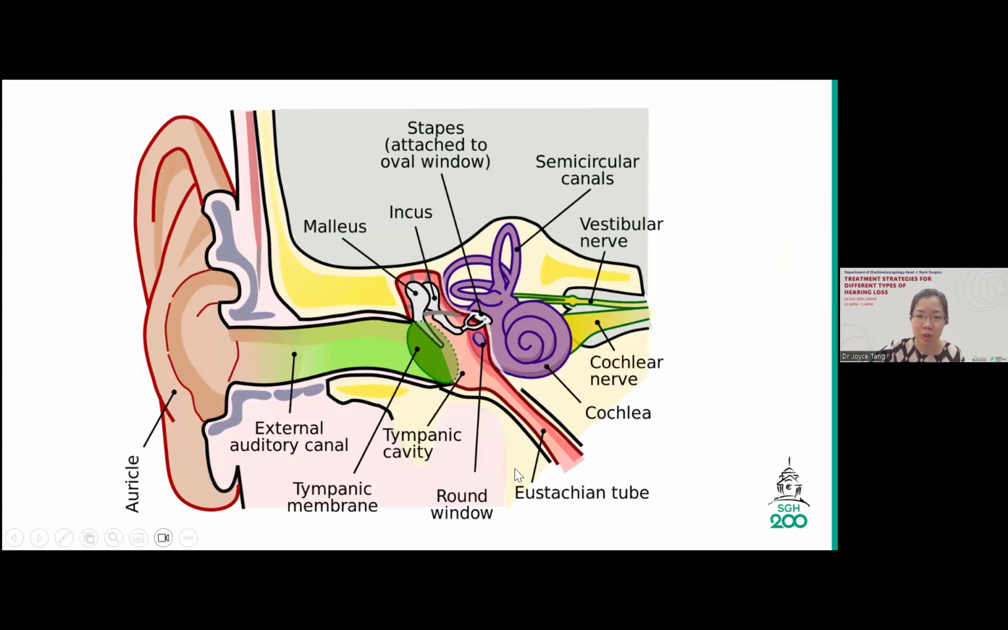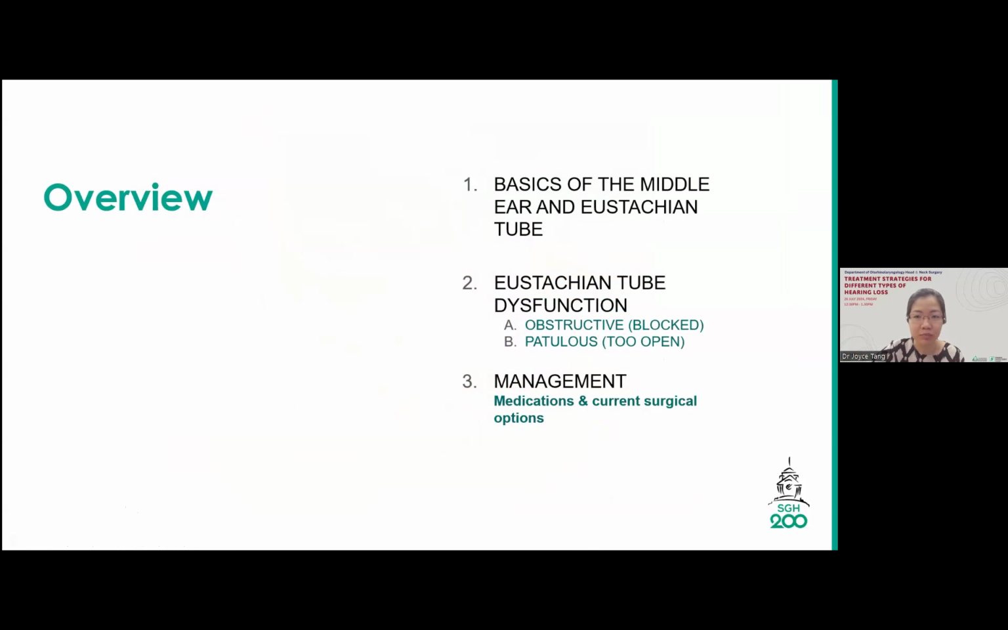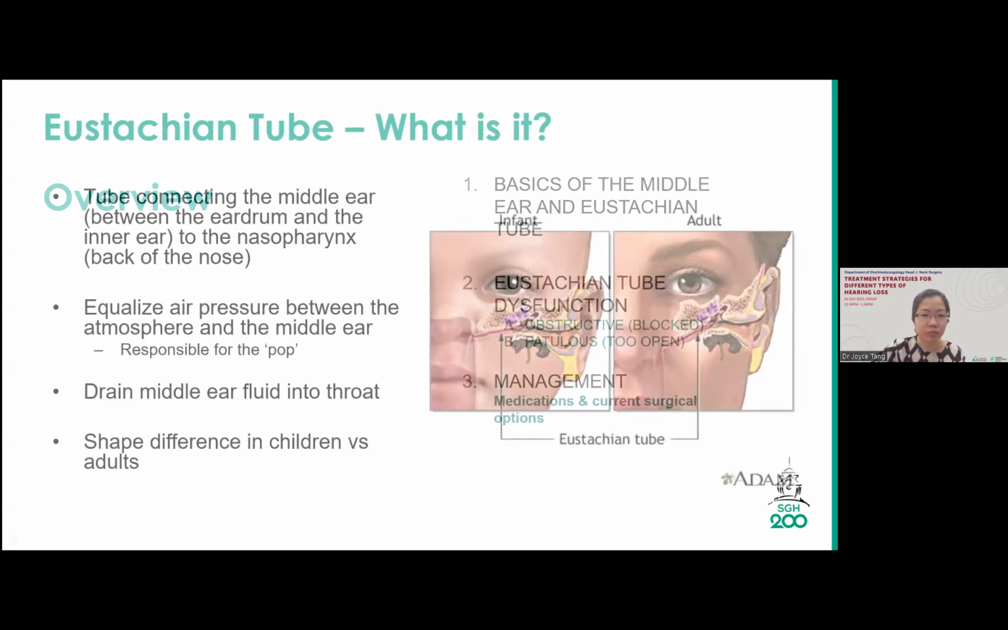Don't worry, I'll be going through more of this. I'll be covering the basics of the middle ear and the Eustachian tube, and the normal structure of the Eustachian tube. Then I'll cover what can go wrong with the Eustachian tube, also known as dysfunction. Firstly, it can be blocked or it can be too open. And lastly, I will end off with what we can do about it.